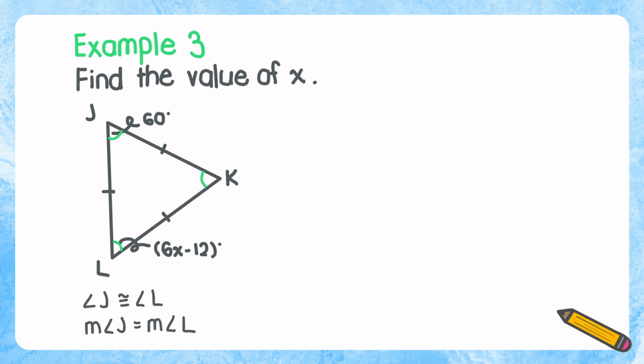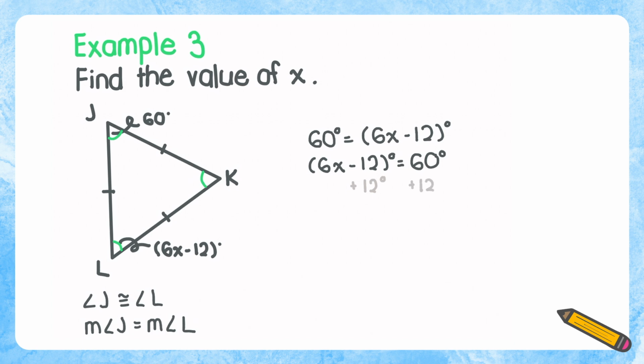So I can set up an equation based off of this. Since the two angle measures are equal to each other, we have 60 degrees equaling 6x minus 12 degrees. I like to have x on the left side, so I'm just going to flip this around. 6x minus 12 degrees equals 60 degrees. Let's add 12 degrees on both sides. So we have 6x degrees equal 72 degrees.